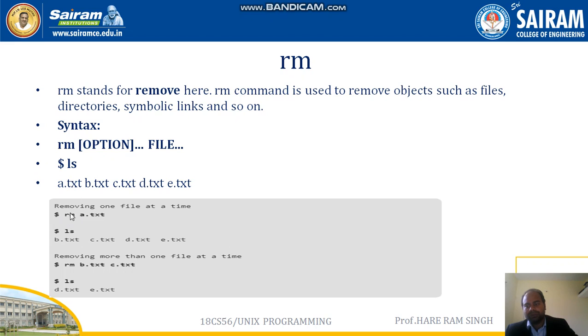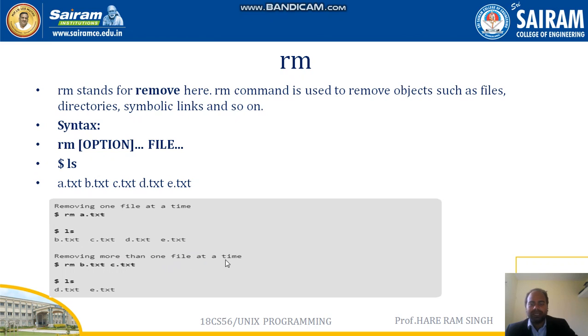I want to remove some files, then I can type rm a.txt. If you type rm a.txt, this file will be removed. Let us check whether this file is removed or not. We can use the command ls again, which will display the remaining files present in the current directory: b.txt, c.txt, d.txt, and e.txt.